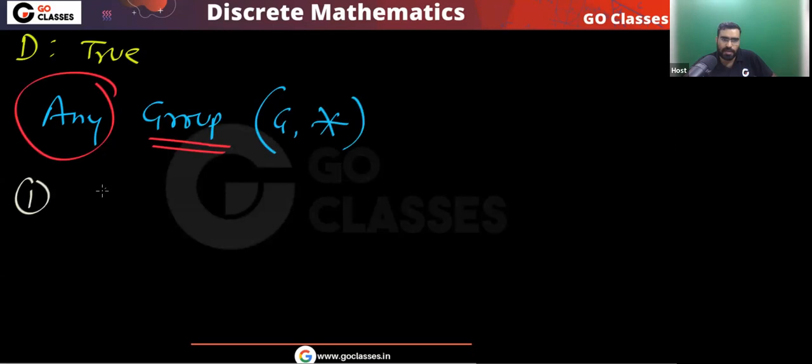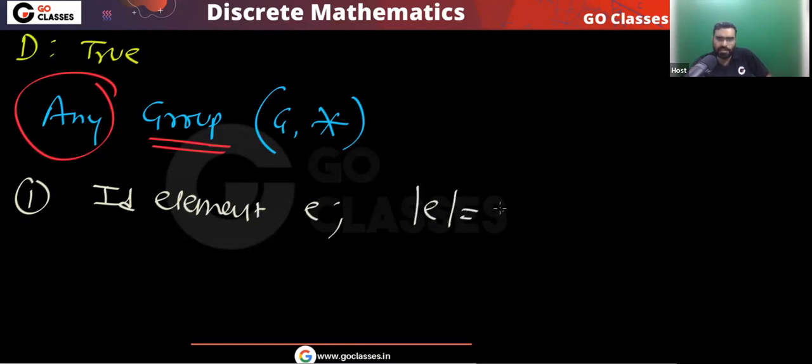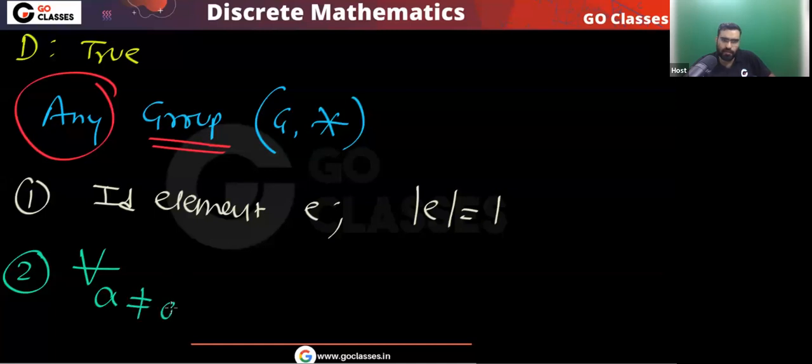Two things will happen. First of all, the order of the identity element E will be 1. The second point: for all A other than the identity element, the order of A will be greater than or equal to 2. Very simple. At least 2.